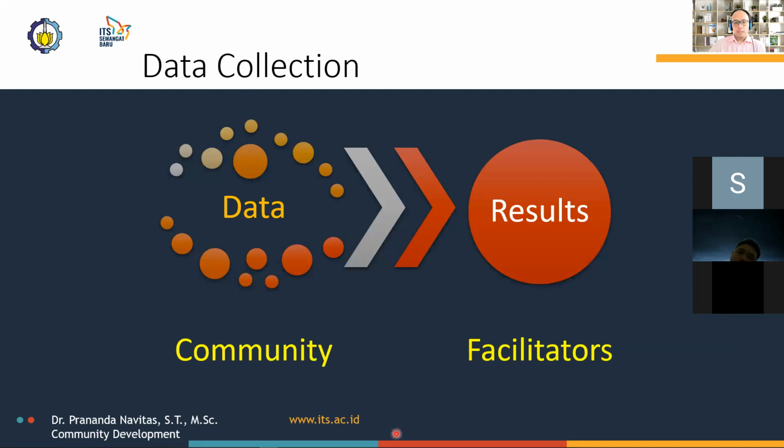Now, the data collection bit is arguably the most important bit in any community outreach effort or in any research.